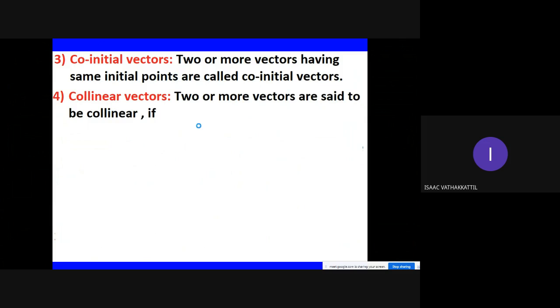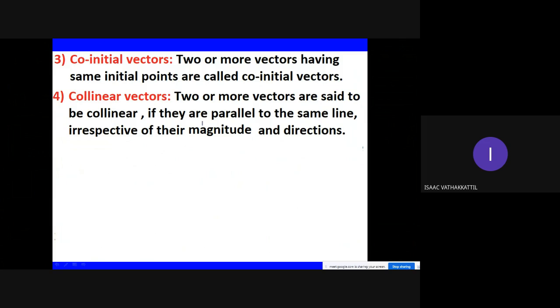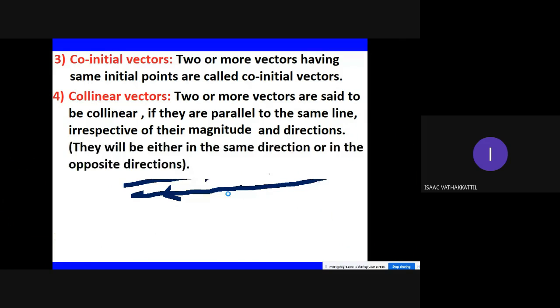Collinear vectors. Two or more vectors are said to be collinear if they are parallel to the same line, irrespective of magnitude and direction. That means they may have different directions, maybe this direction and maybe the opposite direction, but if they are parallel to a line, they are collinear vectors. They may have different magnitudes, bigger or smaller, same or opposite direction.